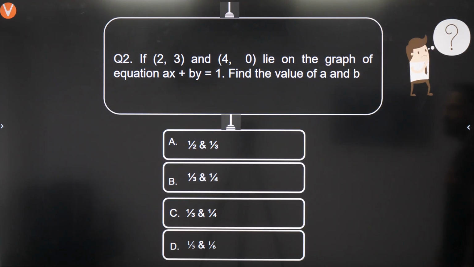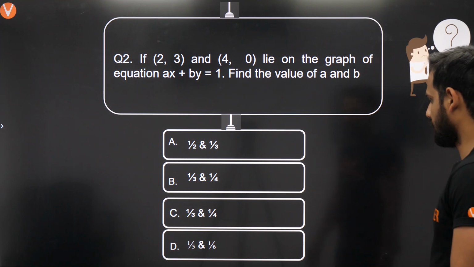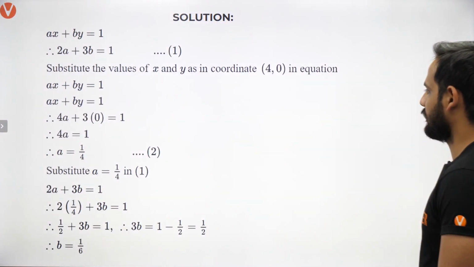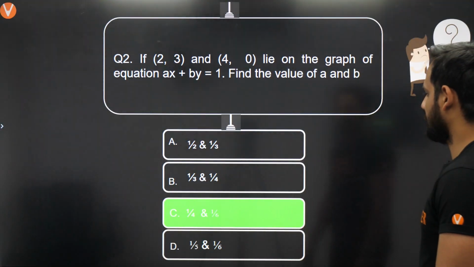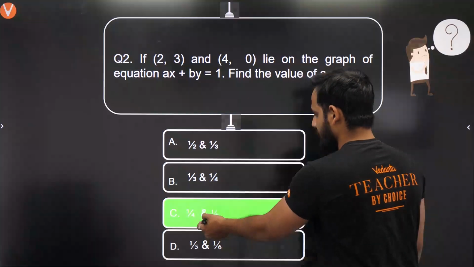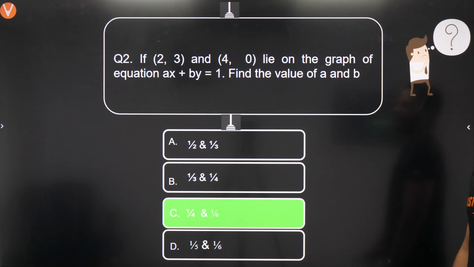So the correct answer here is what? 1/2 and 1/4, 1/4 and 1/6. Now we have got 1/3, so I don't think we'll be getting 1/4 and 1/6. Okay, 1/4 and 1/6 is not given here? It should be option C. Here they have changed it. Okay, so 1/4 and 1/6 is the correct answer. Let's move to the next question.